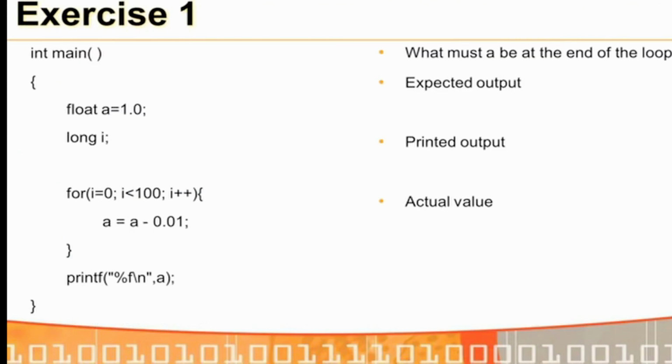What do you expect here? I start with a equal to 1, it's a single precision, and I is a long number, that's okay, fine. For I repeated 100 times, every time I am going to subtract 0.01 from this. So what is the answer? You should get 0, right? Note that your expected output is 0, but the printed output will be 0.00001. But the actual value that will be stored in your memory is some 6.591 into 10 power minus 7, right?